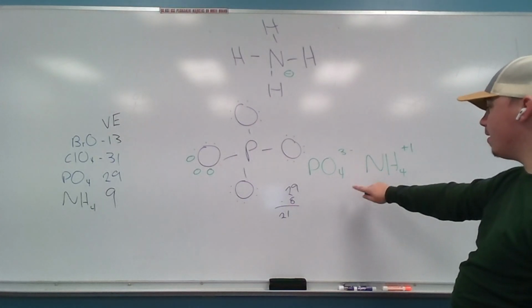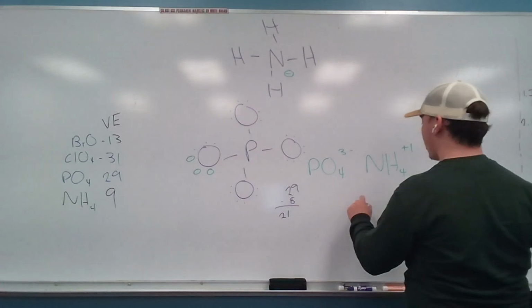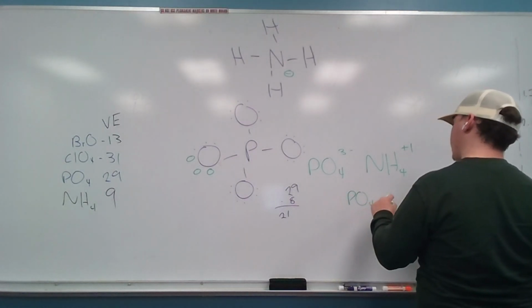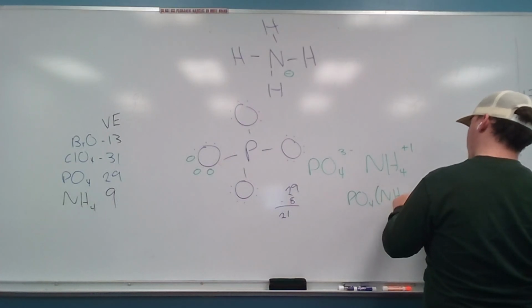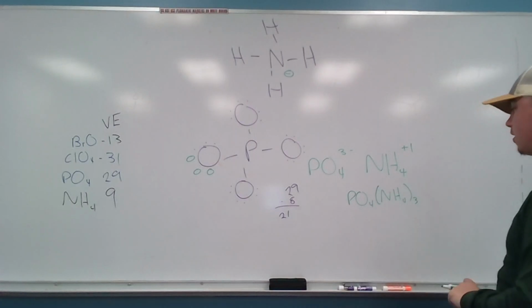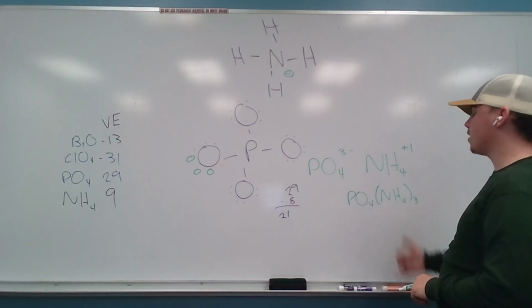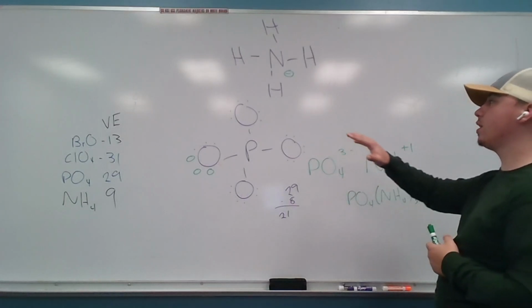how many ammoniums is phosphate going to need? It's going to need 3 of them. So the compound will look like this: PO4, and then parentheses, NH4, 3. That would be ammonium phosphate. So I think the ammonium goes first, but that's okay. And that balances out with the amount of electrons, because phosphate needs 3 and ammonium is going to give 3.